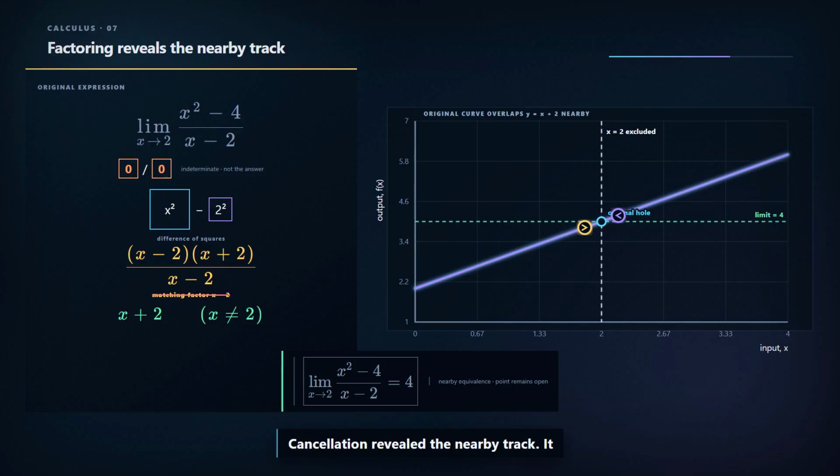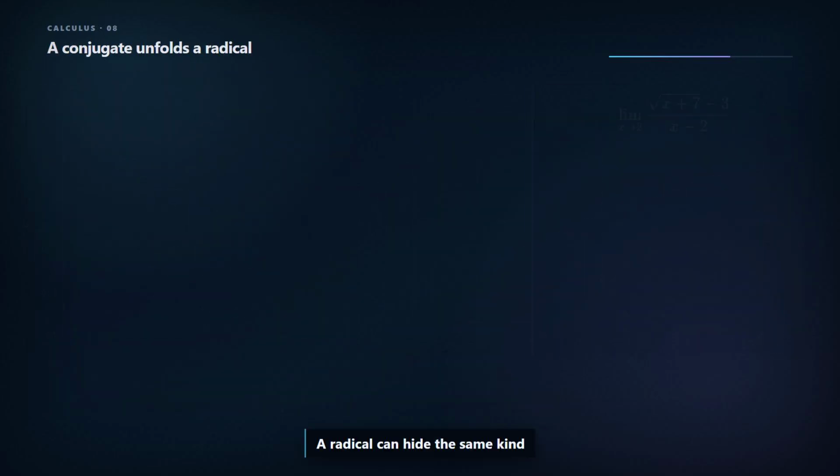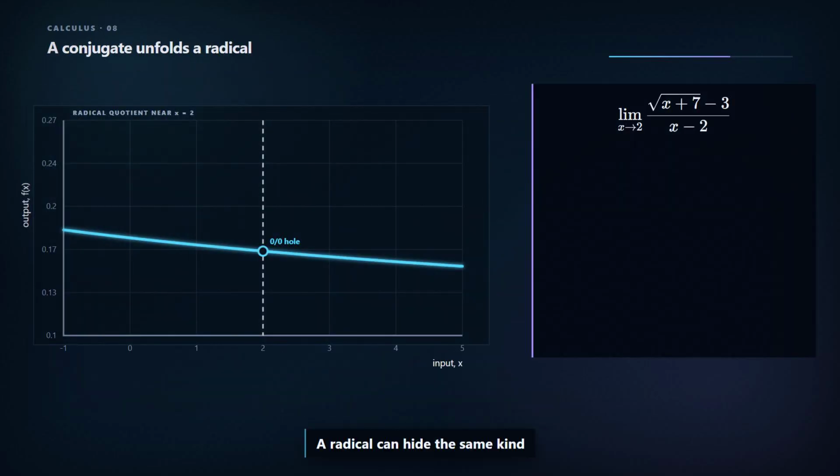Cancellation revealed the nearby track. It did not secretly fill the original point. A radical can hide the same kind of cancellation. As x approaches 2, (square root of x plus 7 minus 3) divided by (x minus 2) also gives 0 over 0.